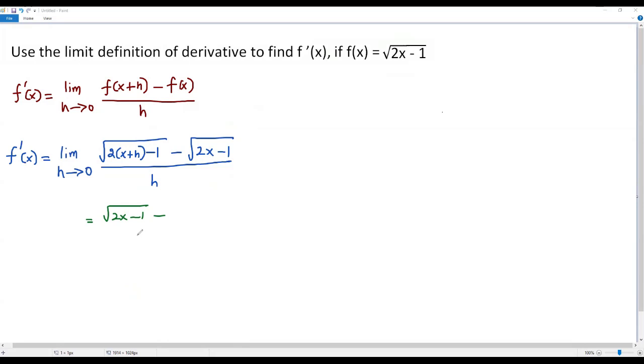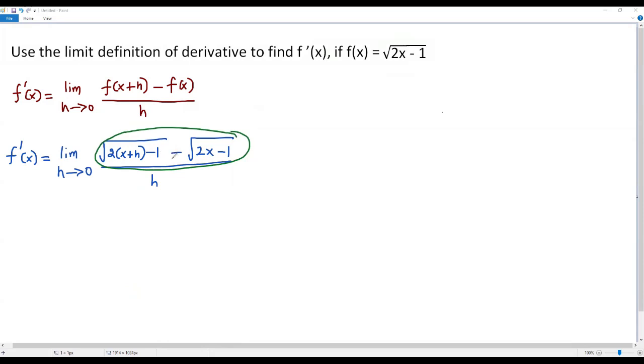Okay, now let's try to simplify. Instead of using L'Hopital's rule, we can better try to simplify the function. In this function, we find a radical in the numerator. So whenever I want to simplify a function which contains a radical in the numerator, I have to take the conjugate of the part which contains the radical.